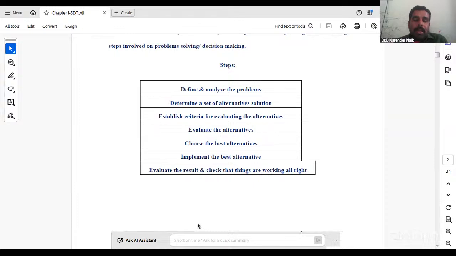So establish criteria for evaluating the alternatives. Which criteria are we following for the evaluation process? Then after the criteria are completed, we go for evaluating the alternatives. Okay, alternative evaluation is completed. Then choose the best alternative. Then implement the best alternative. After the implementation process is completed, evaluate the result and check that things are working all right. Okay, these are the steps.